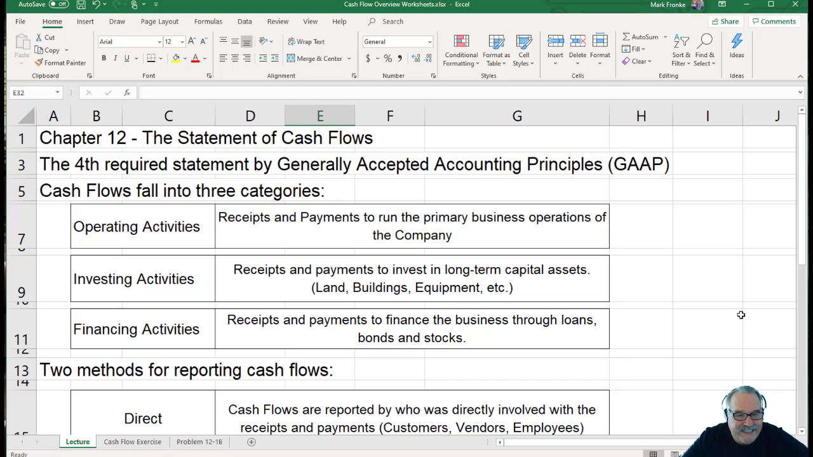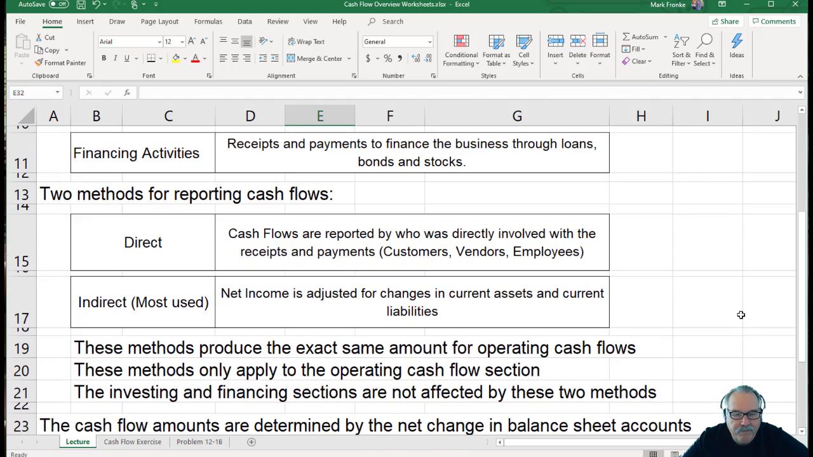Now, there are two acceptable methods for preparing a statement of cash flows: the direct method and the indirect method. The direct method looks a little bit different, but both of these are focused on the operating section of the cash flow. So again, three sections of the statement: operations, investing, and financing. All the difference is only going to be in the operating cash flow section. Financing and investing sections will be exactly the same, regardless of whether we do the indirect or the direct.